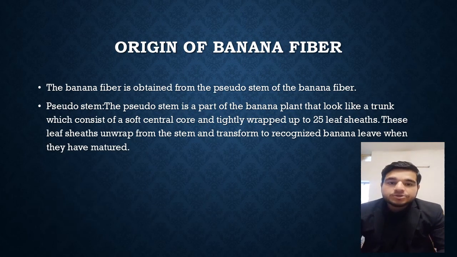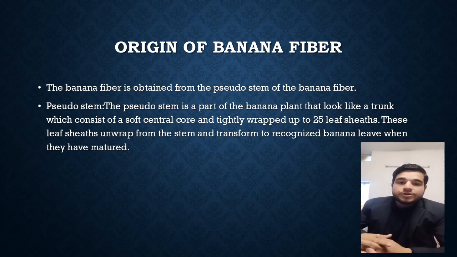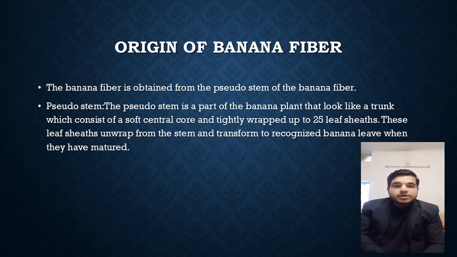In this slide, I will tell you about the origin of the banana fiber. The banana fiber is originated from the pseudostem of the banana plant. Now the question arises, what is pseudostem? A pseudostem is a part of the banana plant that looks like a trunk and which consists of a soft central core which is tightly wrapped into 25 leaf sheets. And when these leaf sheets unwrap from the stem, they are recognized as banana leaves when they have matured.